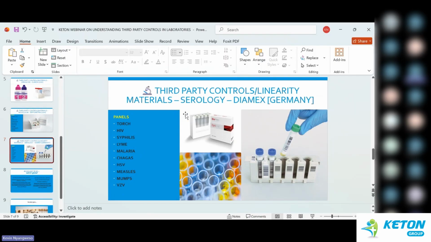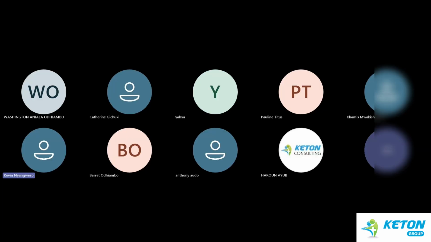And then also for samples like TORCH, that is toxoplasma, rubella, chlamydia, cytomegalovirus, sorry. And then herpes, you can get samples from us. And then for HIV, syphilis, Lyme, malaria, Chagas, all these samples, if you're doing them in your lab, you can get third-party controls that can support you over time. I wanted to share another screen before we go to the questions.